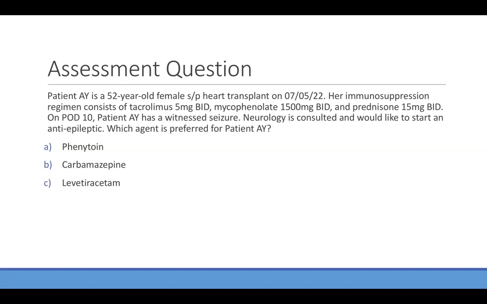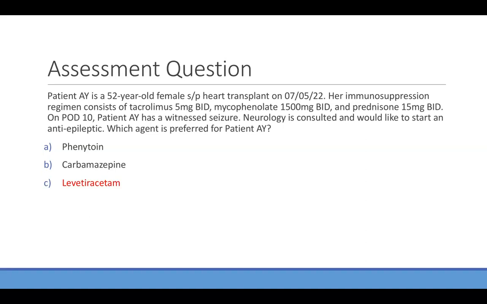I would use levetiracetam because it has less interaction. Exactly. Perfect. That's great. It's always important to remember because I have been on many services where their initial choice would be phenytoin. It's quick acting, IV.